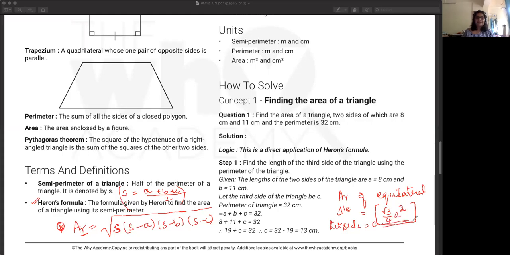Okay. I did not understand. I'll derive it. I'll help you. So let's get the whiteboard on.